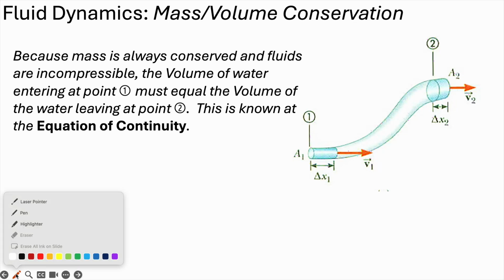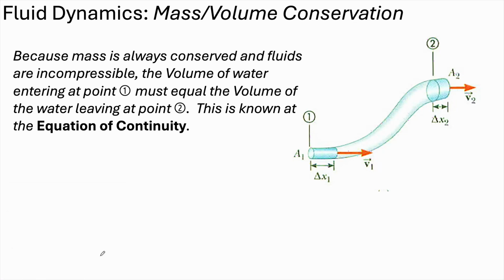In this section, we're going to be talking a little bit more about mass and energy conservation. We've already done a bit with this, but take a quick look at this situation. Because mass is always conserved, and we're assuming that fluids are basically incompressible, we're going to assume that the volume of water going in at point 1 must equal the volume of water coming out at point 2.